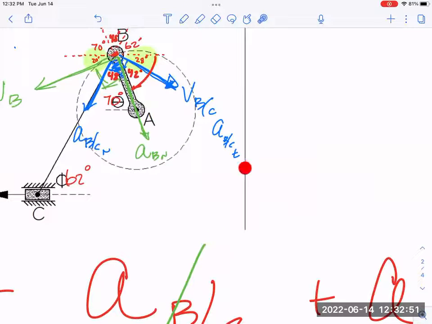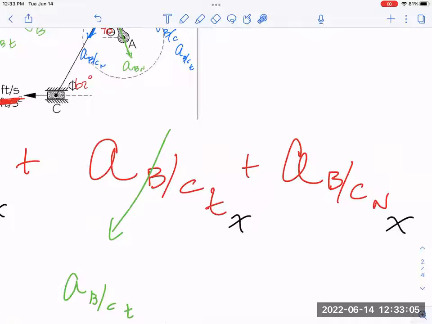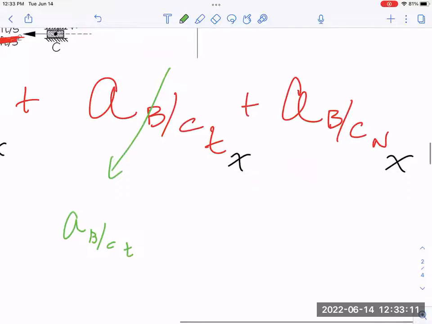And there it is. There's acceleration of B with respect to C tangential, but to get the X version of it, that'd be the cosine of 28. That's my modifier. You agree with that? Because it's just tangential. In other words, we already split this one apart, like a second ago. This one was already split apart, if you will. So that is fine as long as I multiply by the cosine of 28.